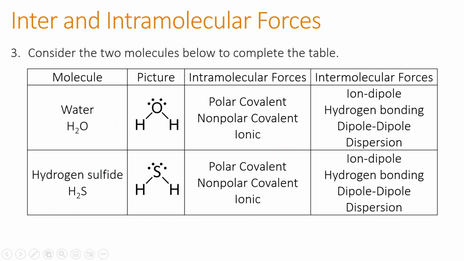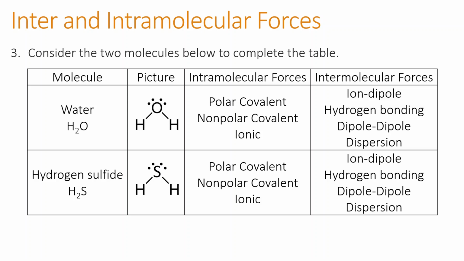So let's take a look at question 3. Here we have a water molecule and a hydrogen sulfide molecule. Looking at these pictures, we see that they look very similar. That's because oxygen and sulfur are in the same column on the periodic table, so they're going to have very similar properties.